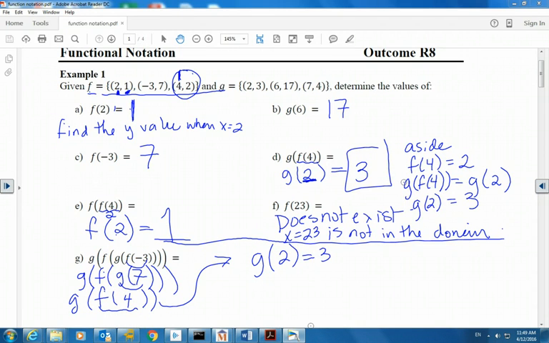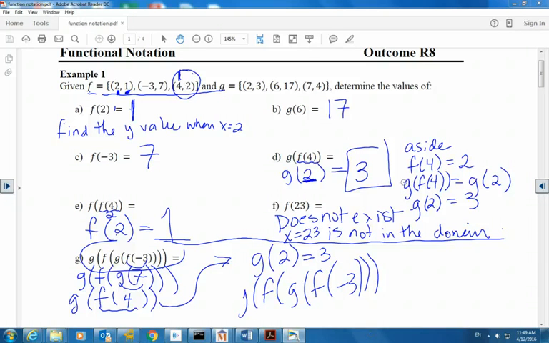So now how do I write my answer? I'm going to write this all out again. g of f of g of f of -3. Close this bracket right here. Close this bracket here. Close that bracket. How many brackets do I need on the end? One more? Okay, and we'll fix this g so it actually looks like a g. So that equals 3.